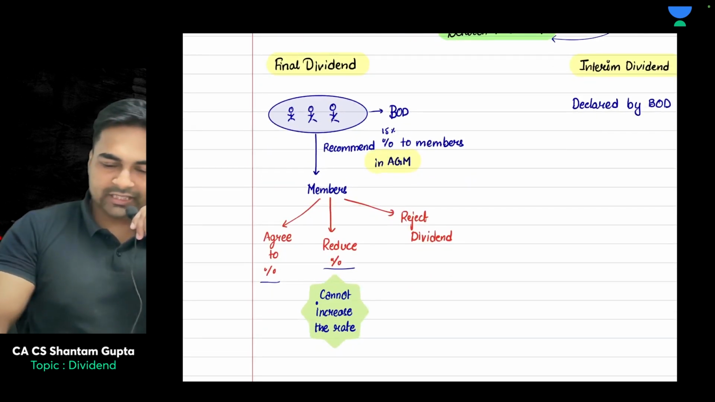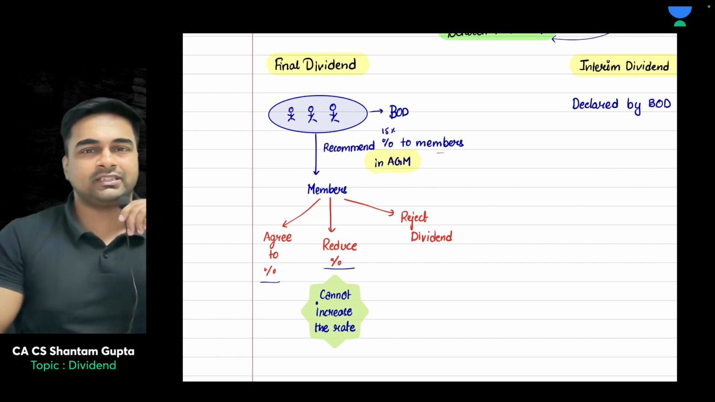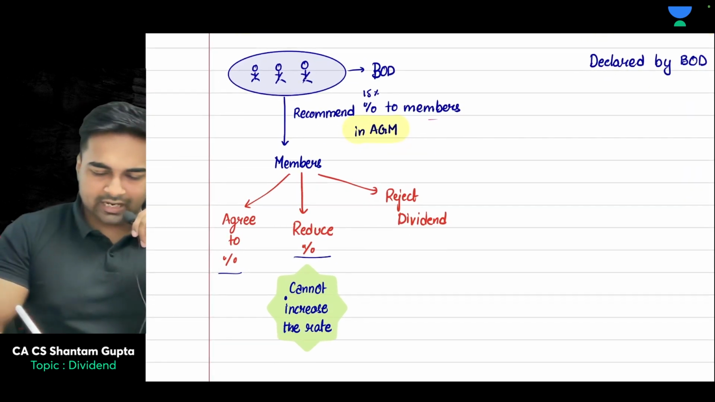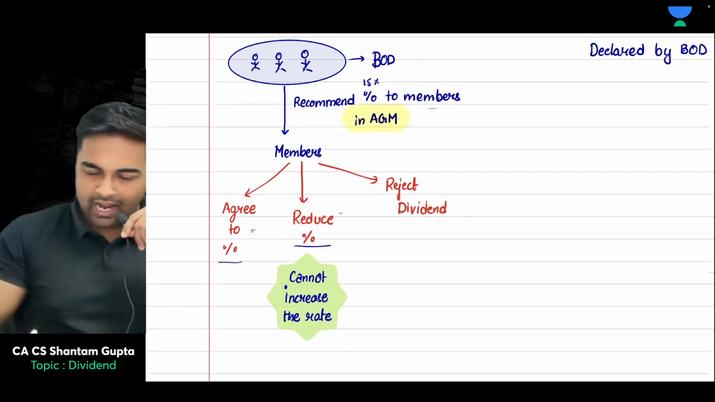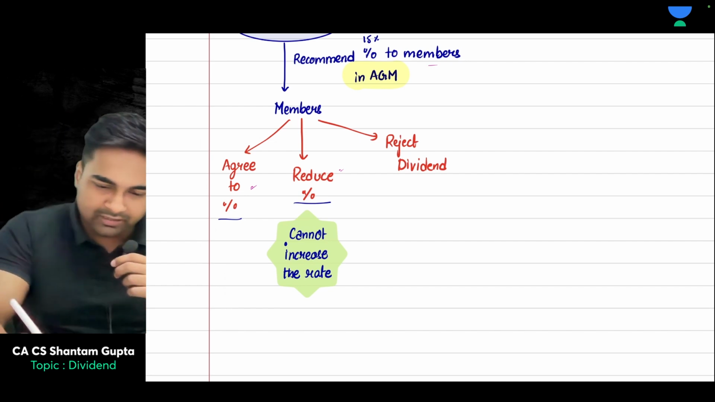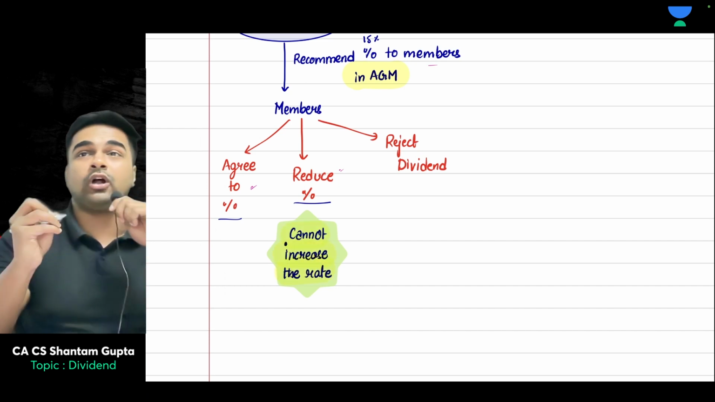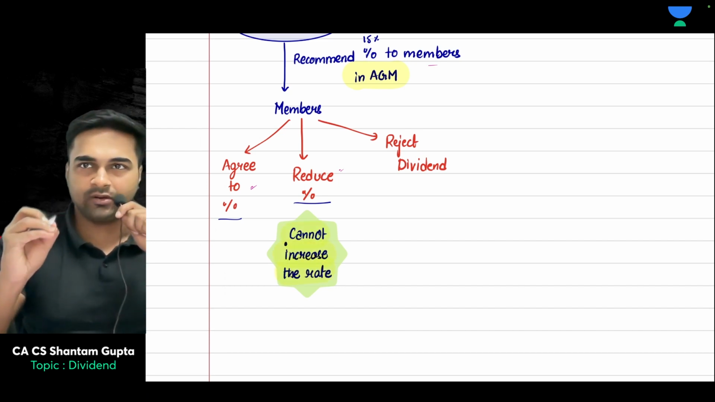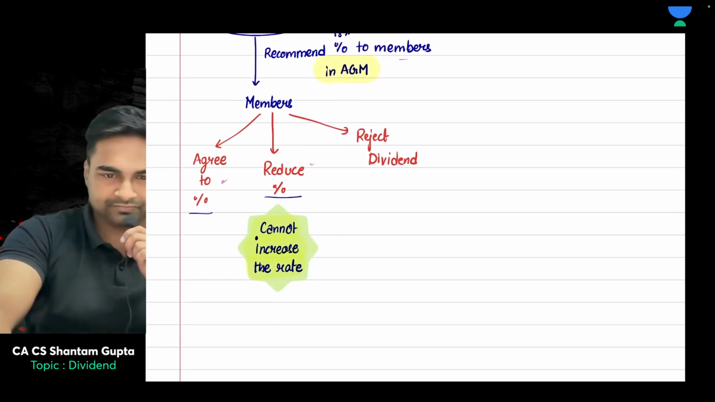Final dividend is first decided by the board of directors, not declared, sorry. It is recommended to the members in the AGM. Then the members either agree to this percentage, reduce the percentage, or reject the dividend. They cannot increase the rate of dividend. Please remember this point as clearly as possible. And interim dividend is directly declared by the board. Is it clear till here, sir?